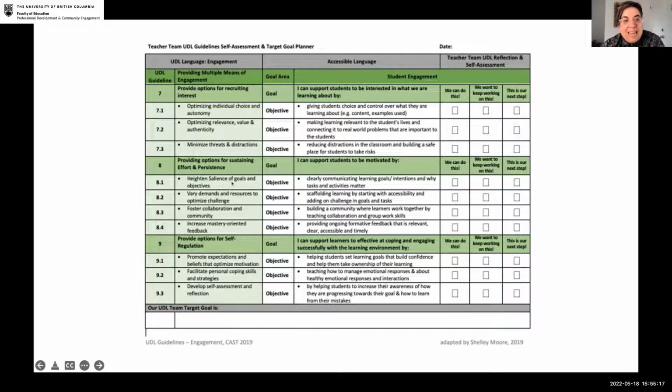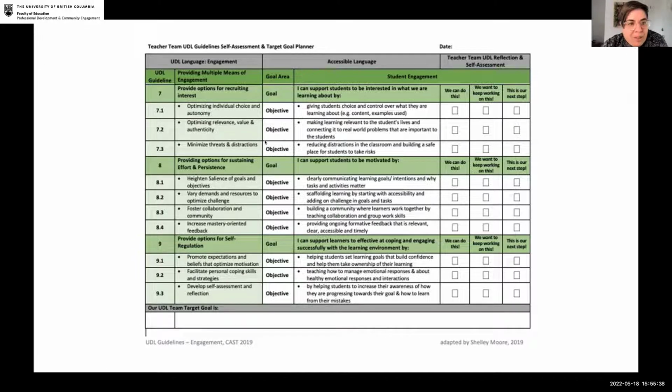So for example, what does heightened salience mean? Heightened salience means that we're clearly communicating the learning goals. So why don't they just say that? I have no idea. And then I was like, oh, is that why it's called saline solution? Because it's clear.